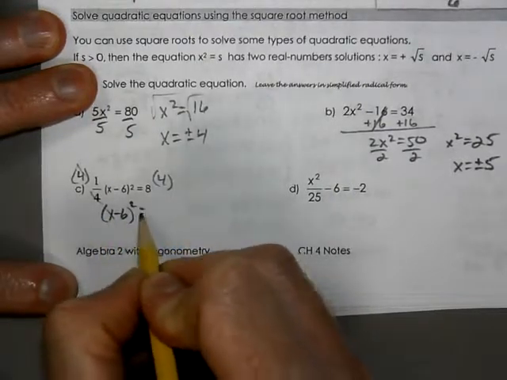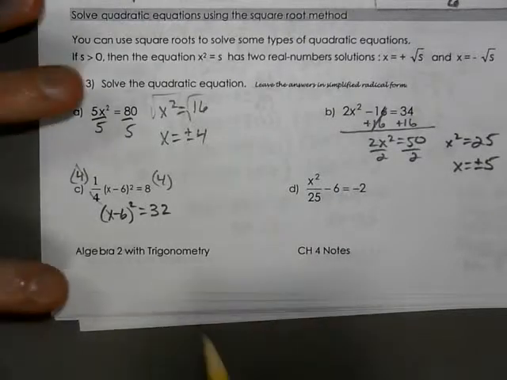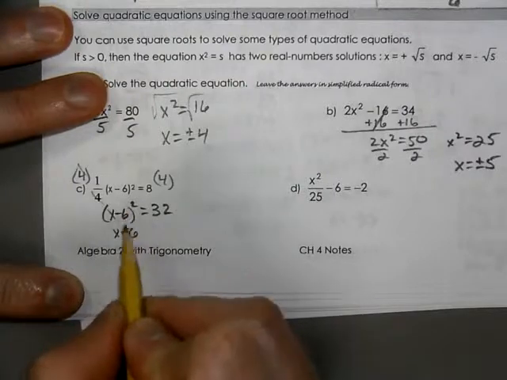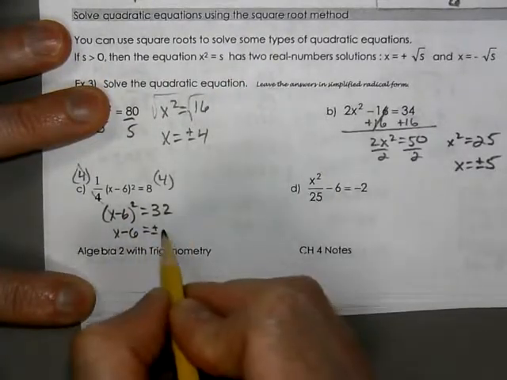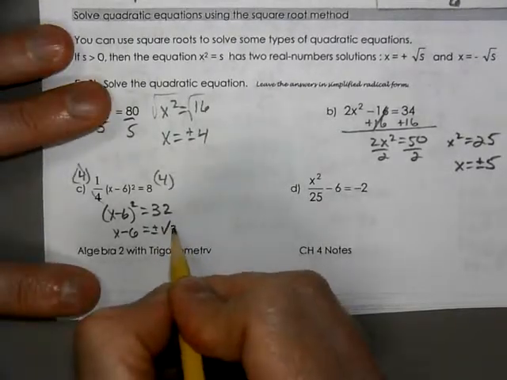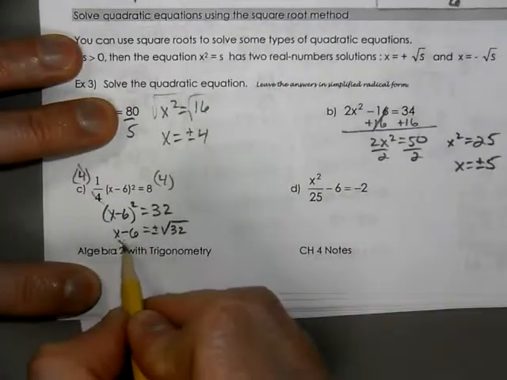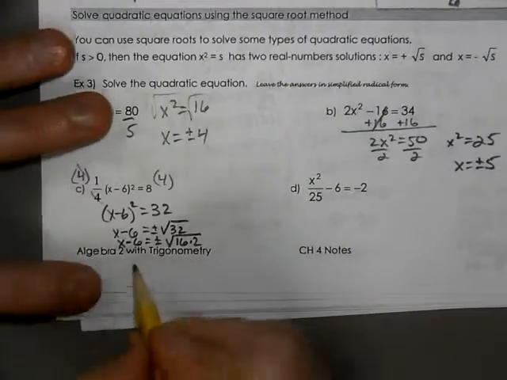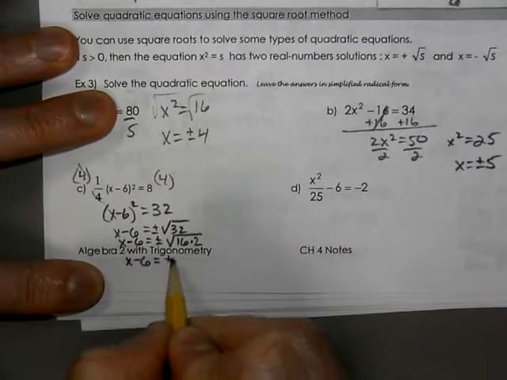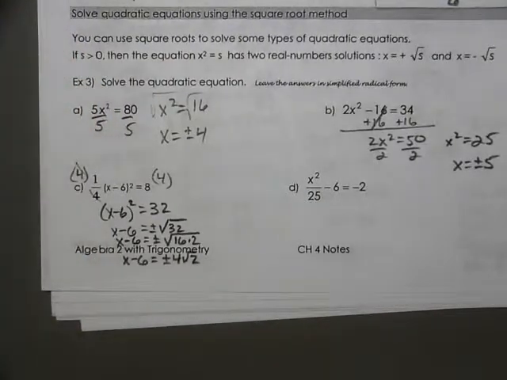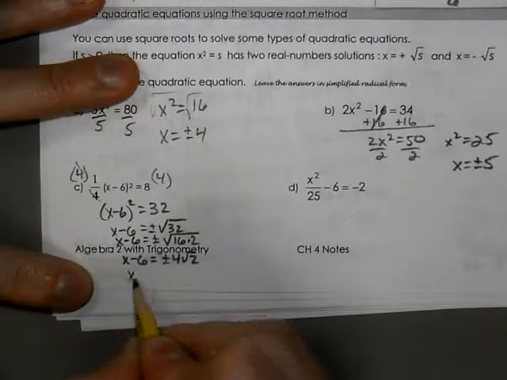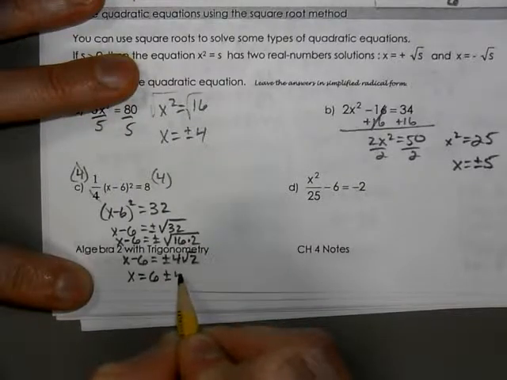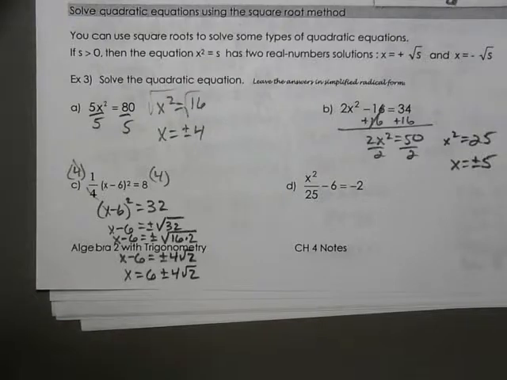X minus 6, quantity squared, equals 32. When you take the square root of both sides, you no longer have the square on this side, but you do have to say the square root of 32 on that side. And when you say the square root of 32, that is 16 times 2. So we're going to say x minus 6 equals plus or minus 4 root 2. Then, of course, x is not all by itself yet. So I'm going to add the 6 to the other side. And now I have my solution. Notice where the plus or minus goes. It doesn't go in front of the 6. You cannot combine the 6 with the 4. It's 6 plus or minus 4 root 2.